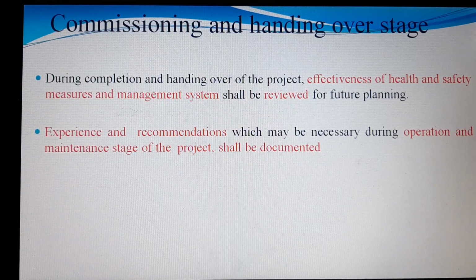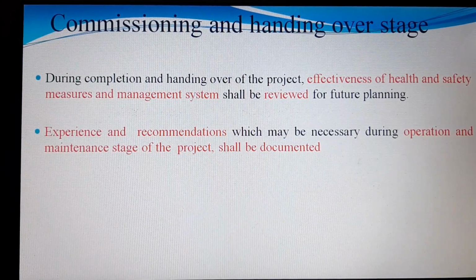So in the next presentation, we are going to deal specifically with what types of projects there are, and for each of these projects, how the safety implementations can be done.